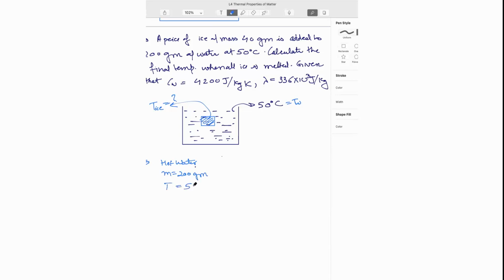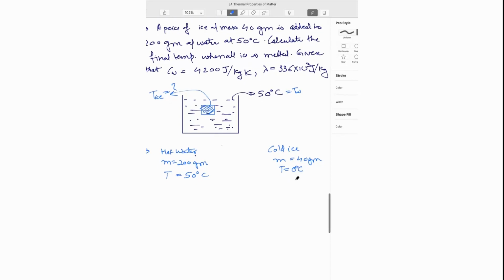Temperature is 50 degrees centigrade. Then we have cold ice, mass is 40 gram. The temperature is not given because it's ice, so it's considered to be 0 degree centigrade. Now this ice melts to water, so there is a phase change at a constant temperature.